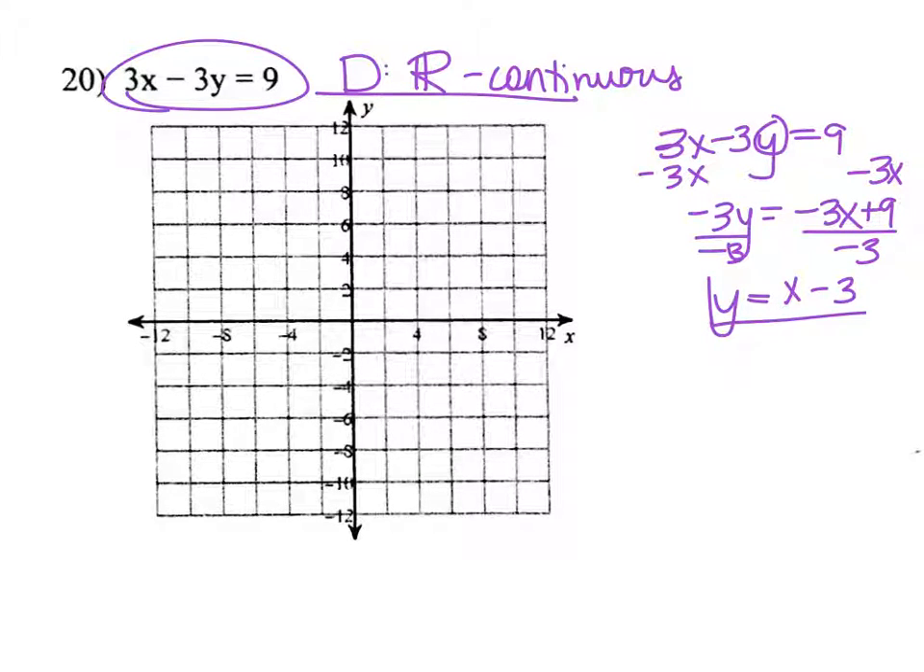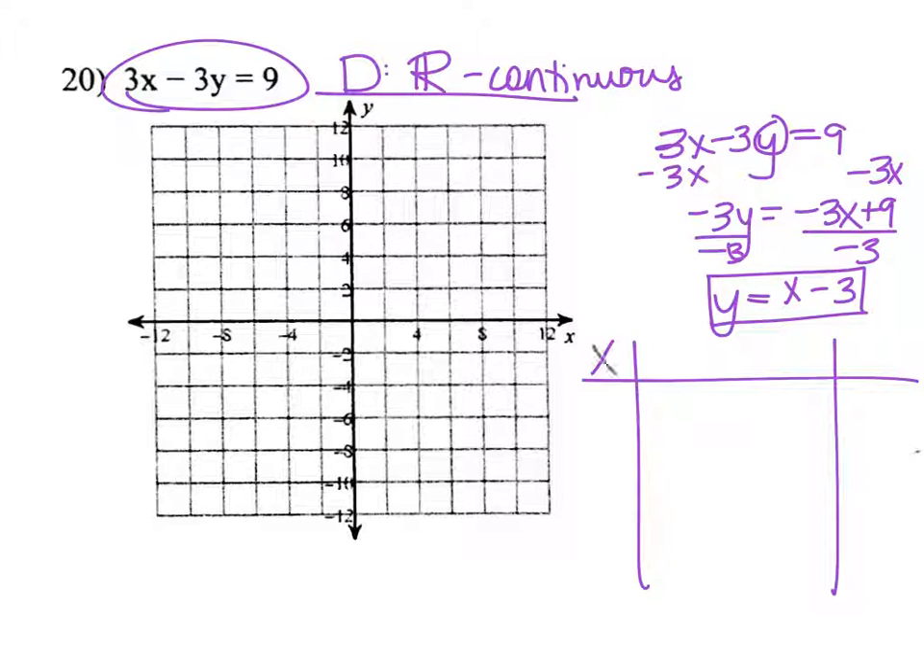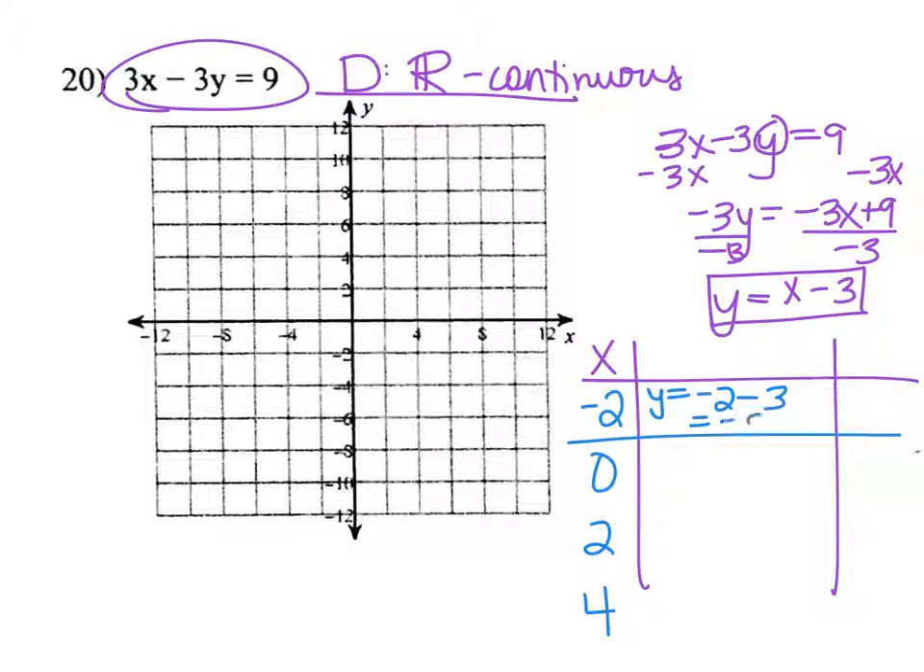And then this is the equation I want to use to make my table. And because they give us all real numbers, you can pick any values that you want to. I would say try to pick values, a few negatives, a 0, and a few positives. So we'll do negative 2, 0, 2, and 4. So with negative 2, that's y equals negative 2 minus 3, negative 5. So negative 2, negative 5.